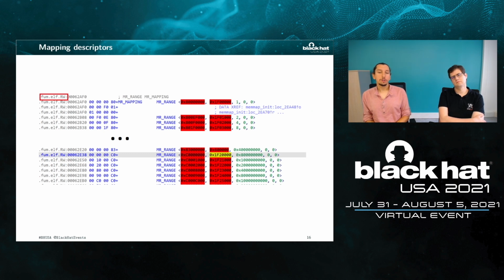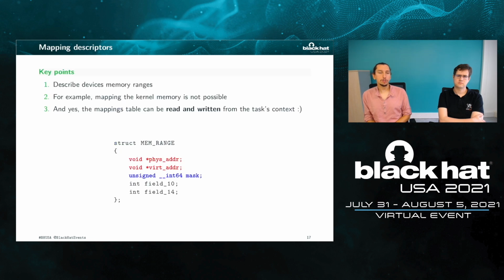And more specifically, if you look at the top left of the slide, you can observe that the structures are defined in a readable and writable memory area of the userland task. So each one of these structures is really simple. It's kind of a mapping descriptor. We guess that it describes some devices that can be mapped within the userland task. For example, it's not possible to directly map the full memory of the kernel in a userland task. It would have been too simple.